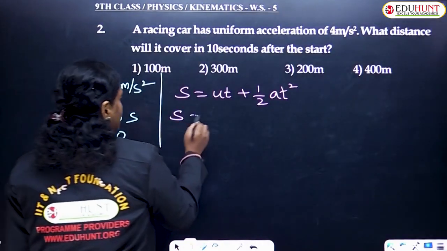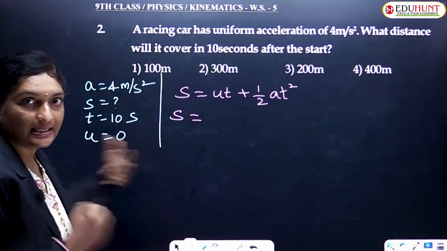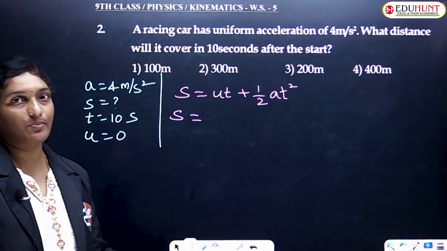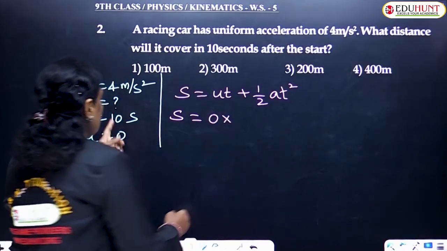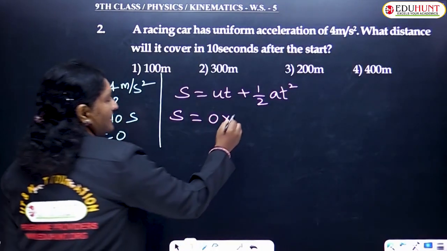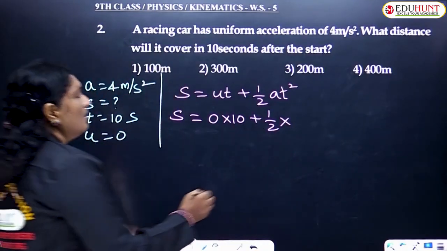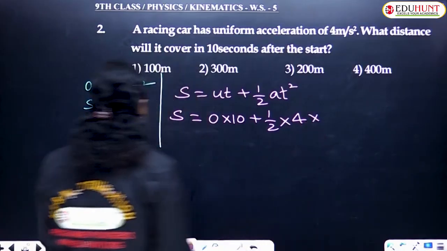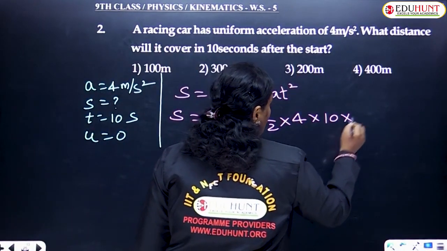So start with S = ... What is the rest? Because the body starts from rest, at the moment it starts, means the body starts from rest condition only. So here u is equal to 0. Time was given as how much? 10 seconds. So 0 into 10 plus half. What is the acceleration? 4 meter per second square. And again time was here 10 seconds. t square means 10 into 10.